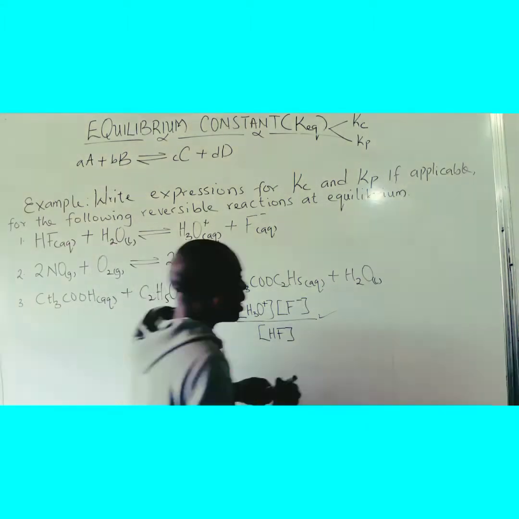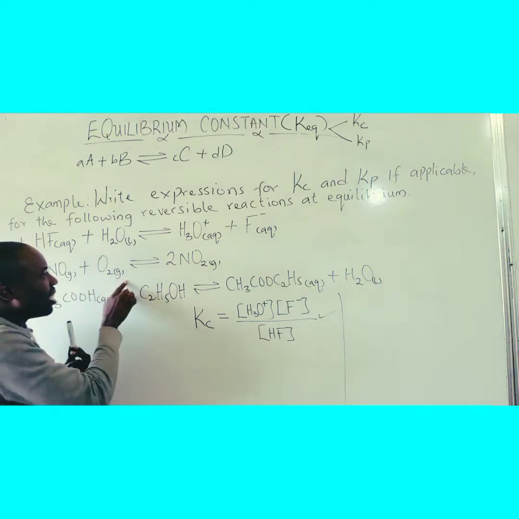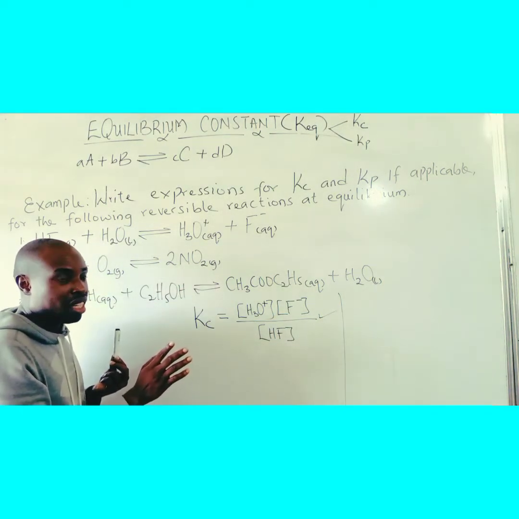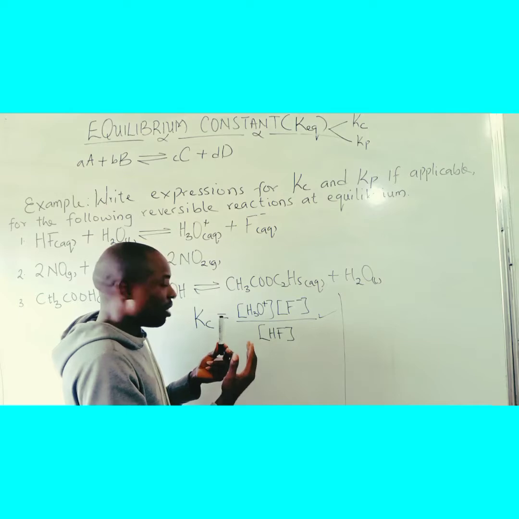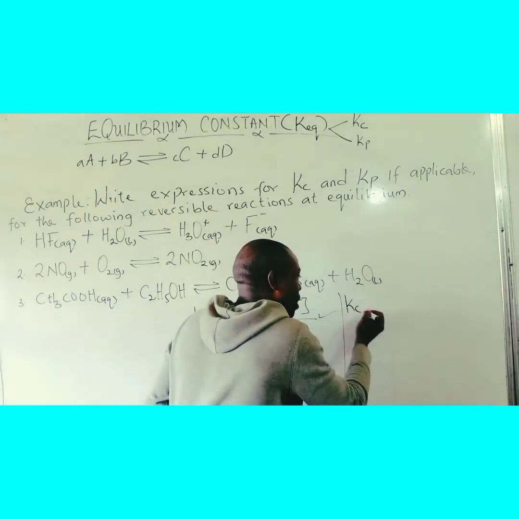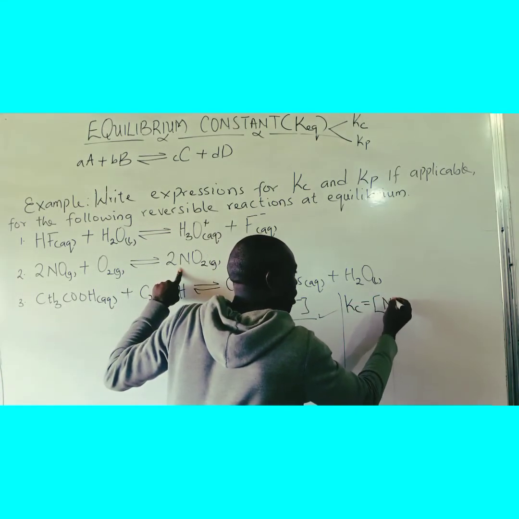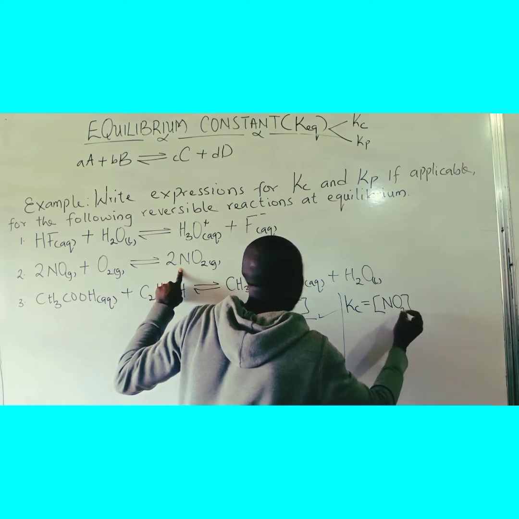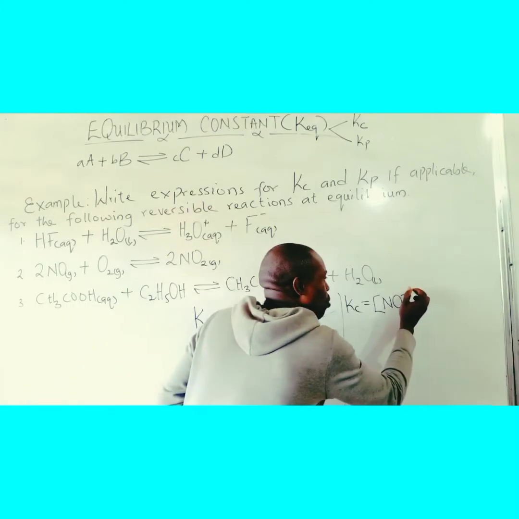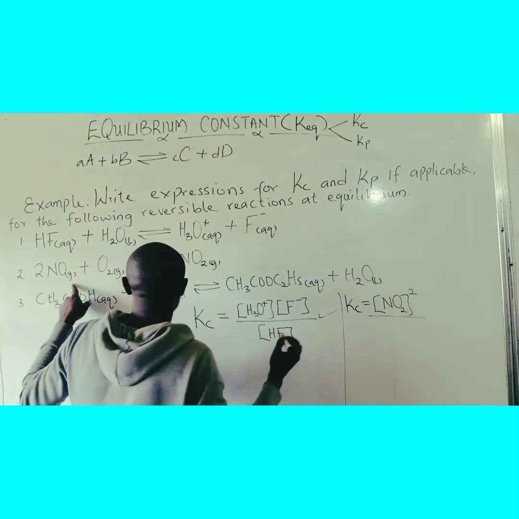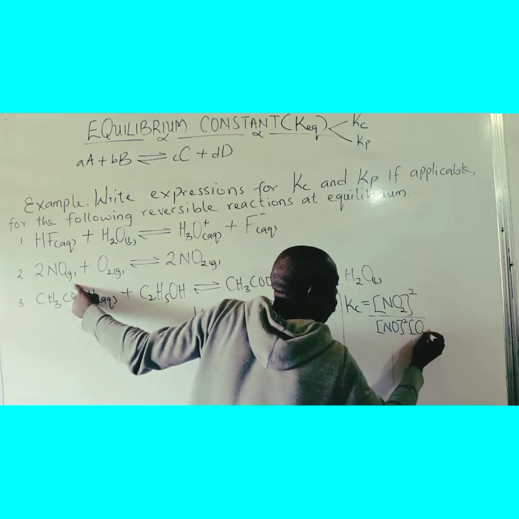Now in the next one, if you observe the state of what you are seeing here, they are all in their gaseous state. So let me first of all write it for you in Kc before I turn it to Kp. In Kc, it will be the concentration of nitrogen dioxide raised to power 2, this is the stoichiometric coefficient, over NO raised to power 2 and O2.